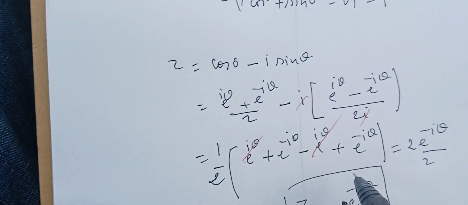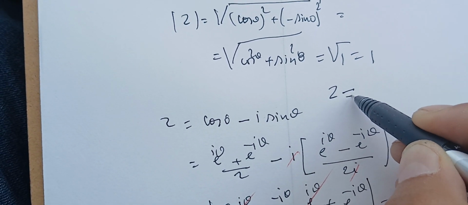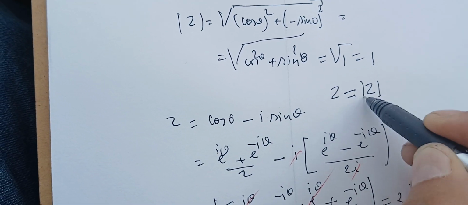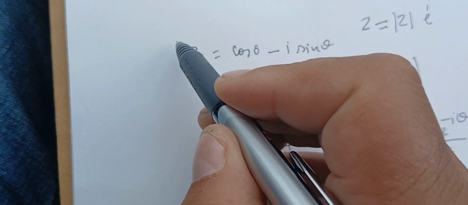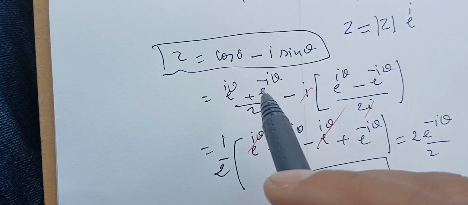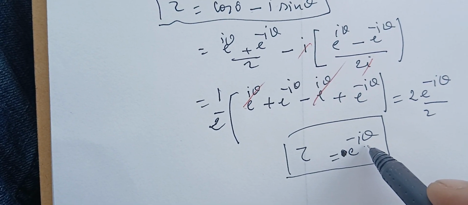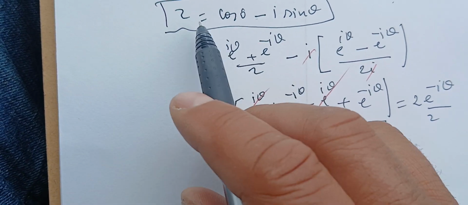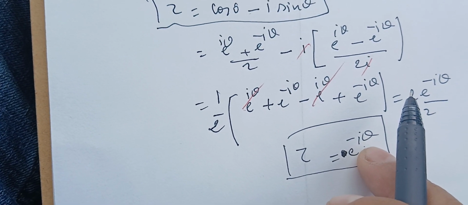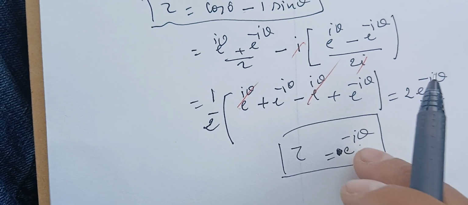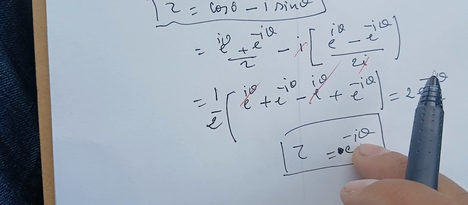Because we know the exponential form is always written this way: z is the norm of z times e to some angle. For our case, for this z in particular, the norm is 1 and the angle is minus theta. So the argument of this complex number is minus theta. We will use this one later when we need it. It's very important to know this one.